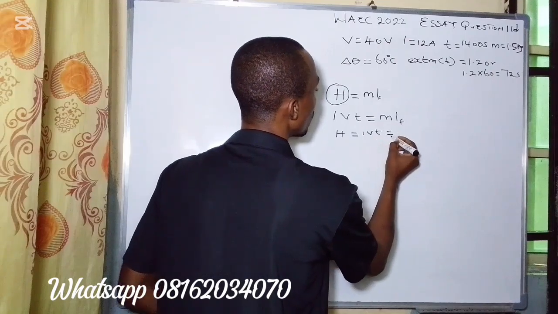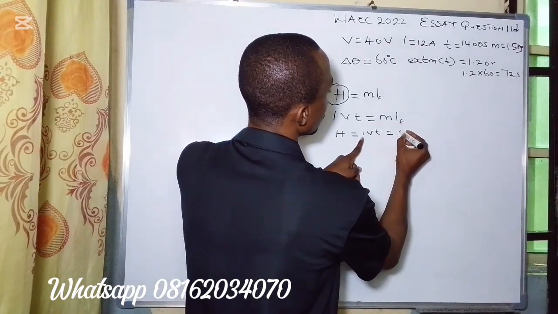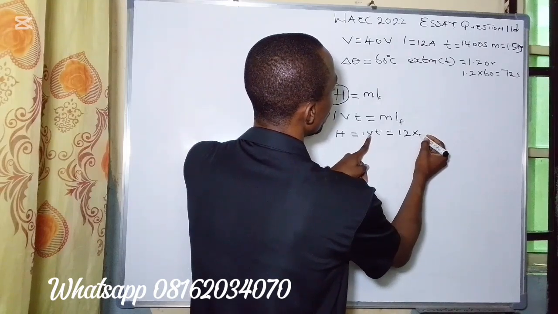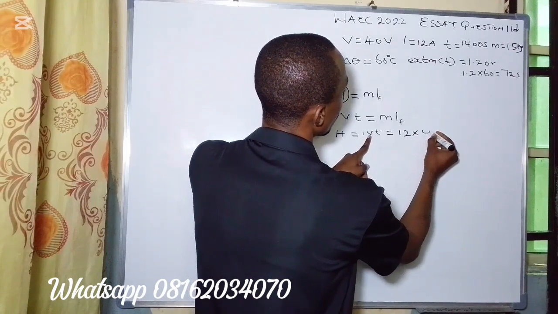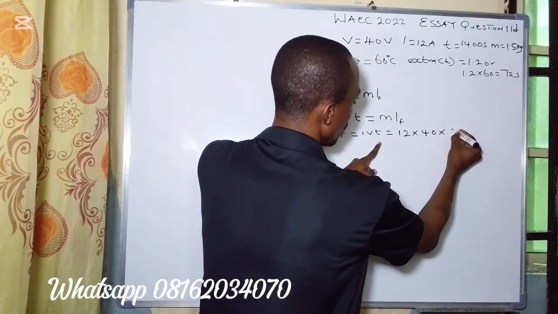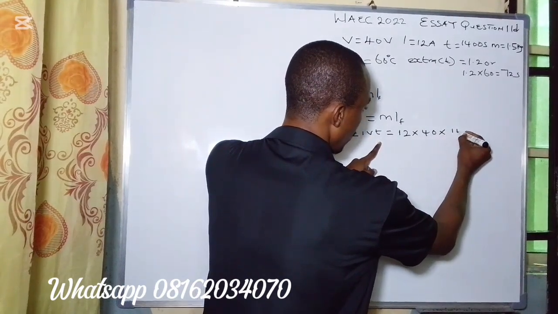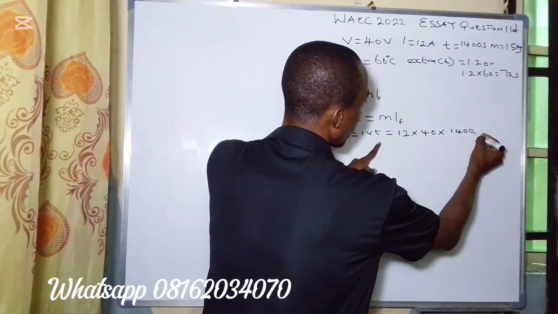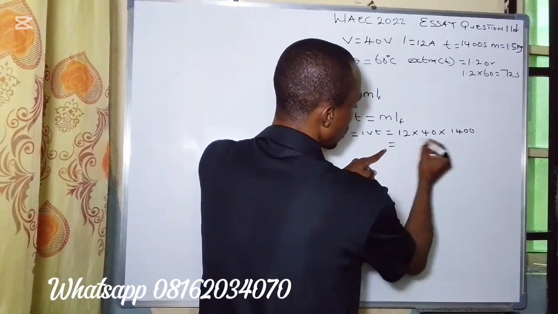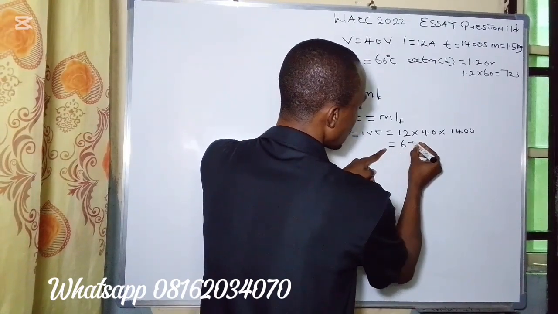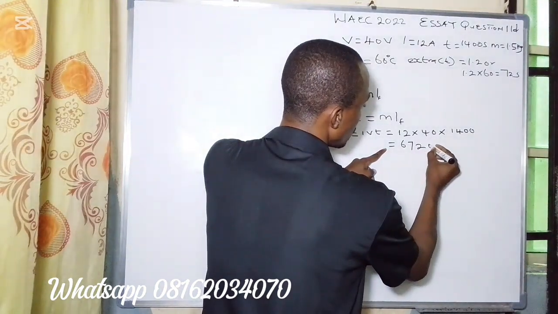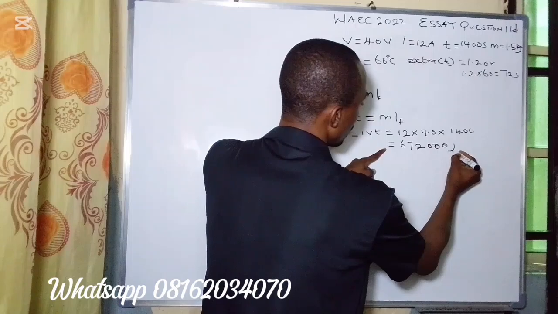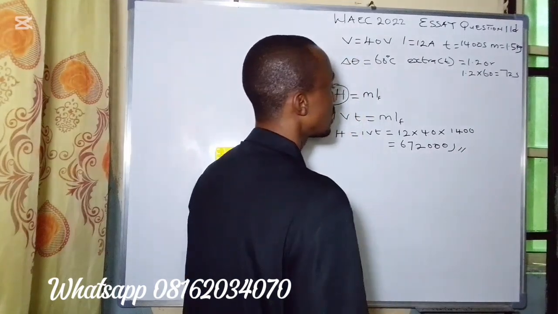And this will be equal to what? My I there is 12, times my V, 40, times my T, 1400. Am I correct? If you multiply these three, you're going to have 672,000 joules. So this will be the latent heat.